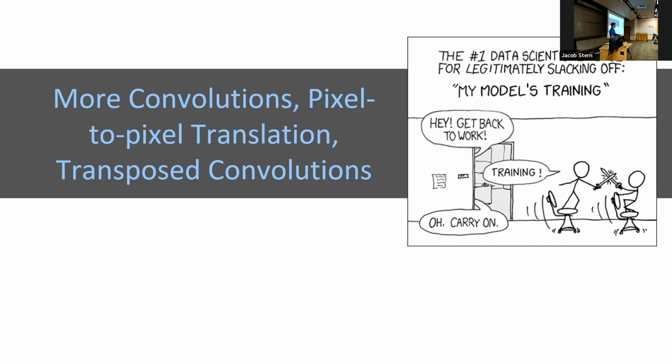All right, so today we're going to be talking about pixel-to-pixel translation. What are these transpose convolution things that we're using in Lab 4? And yeah, that's what we're going to be looking at today.